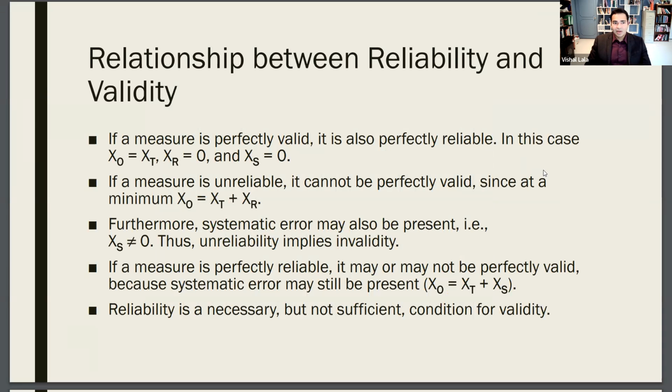Okay. So here's that slide I was looking for earlier and I couldn't locate. So the relationship between reliability and validity is as follows. If a measure is perfectly valid, it is also perfectly reliable, because validity means both XR and XS are 0. If a measure is unreliable, it cannot be perfectly valid, right? Because again, reliability is a necessary but not sufficient condition for validity.